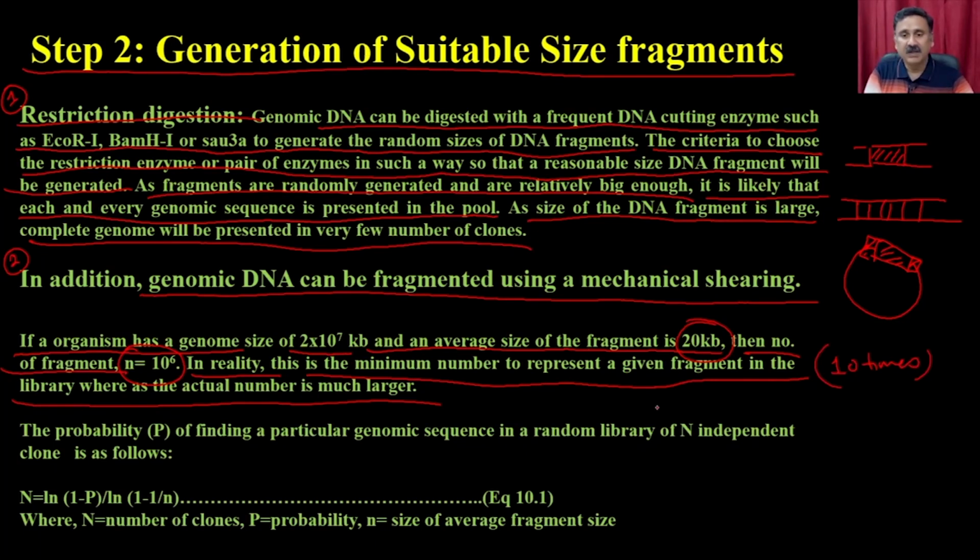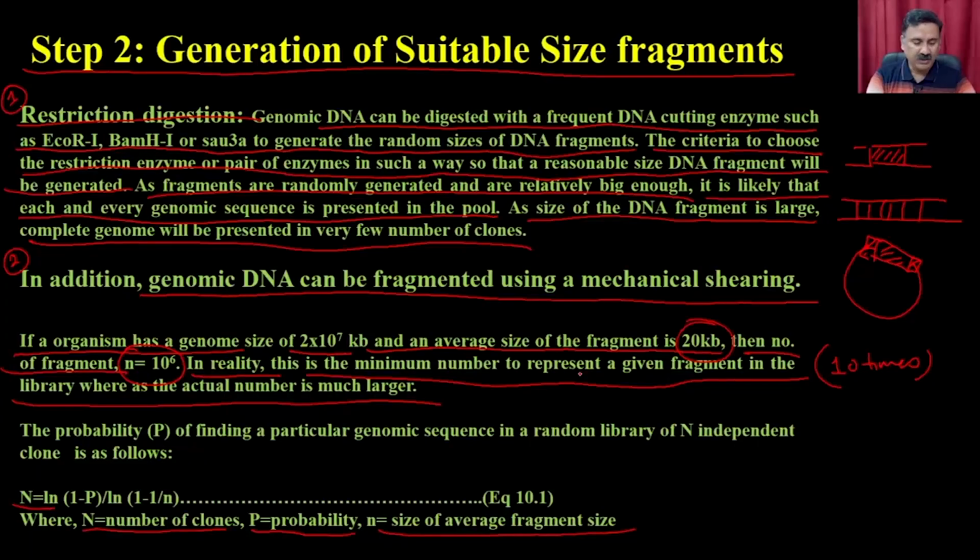The probability of finding a particular genomic sequence in a random library of N independent clones is N = ln(1 − P) / ln(1 − 1/n), where N is the number of clones you have in the genomic library, P is the probability of finding a fragment in the genomic library, and n is the size of the average fragment. You can use this formula to calculate how many clones you have to generate, and that is going to increase your probability of finding your gene in a genomic library.